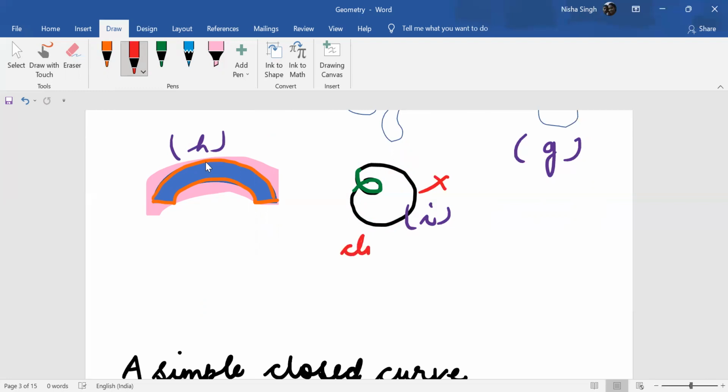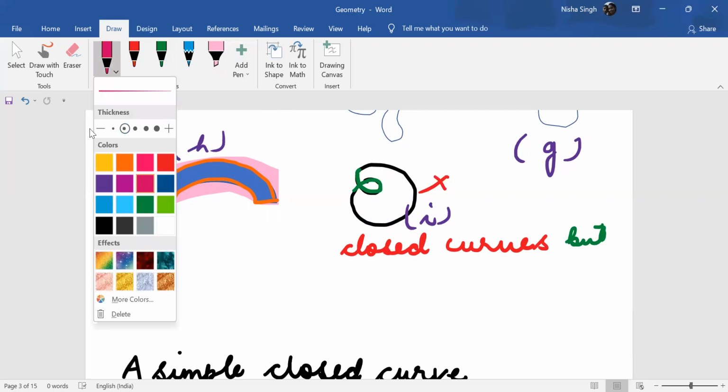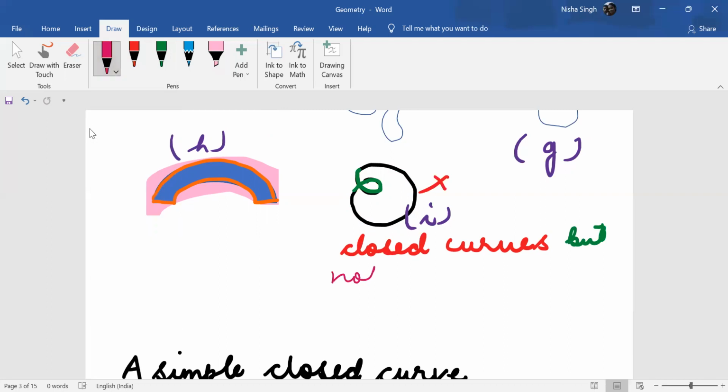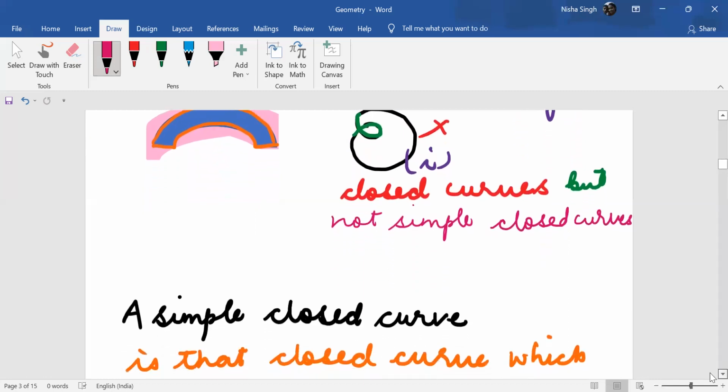I'm writing it here. They are, you will say, closed curves but not simple closed curve. Why are they not simple closed curves? Because they are crossing itself. Yes, यहाँ पे ये एक दूसरे को cross कर रहे हैं. So in simple words, we can say that the closed curves which are not crossing each other, they are a simple closed curve.